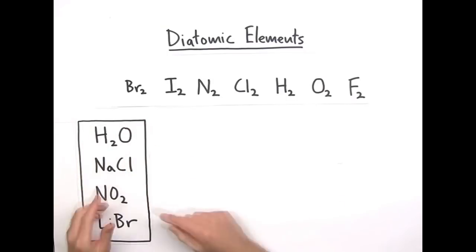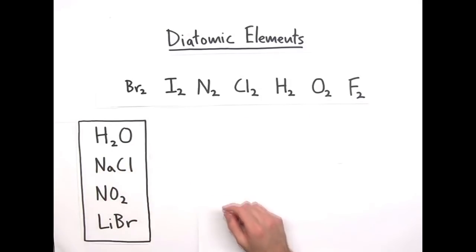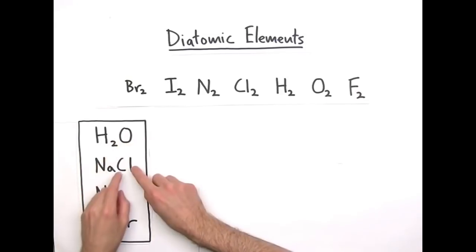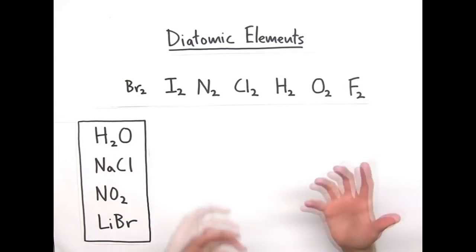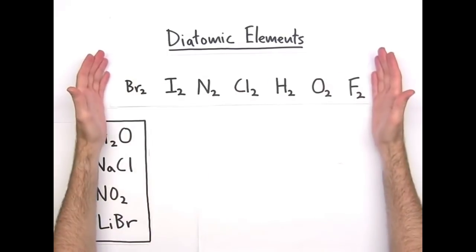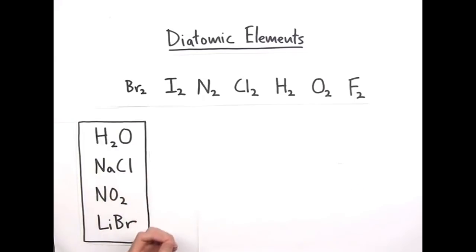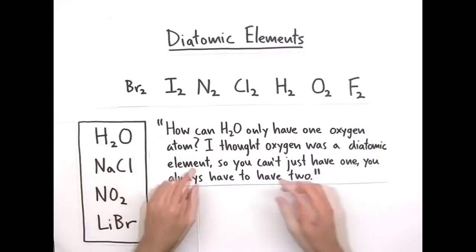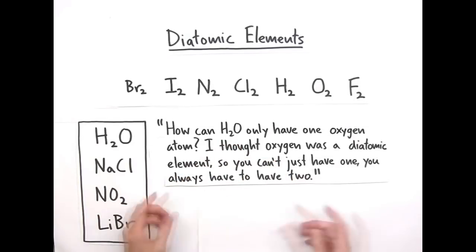All of these formulas contain diatomic elements, but there's only one atom of them. Here we have one oxygen atom, one chlorine atom, one nitrogen atom, one bromine atom. So can you see why this is kind of confusing? Because here they're in pairs, and here they're individual. Let me show you some comments I've gotten on my videos that express this confusion. One person asks, how can H2O only have one oxygen atom? I thought oxygen was a diatomic element, so you can't just have one. You always have to have 2.